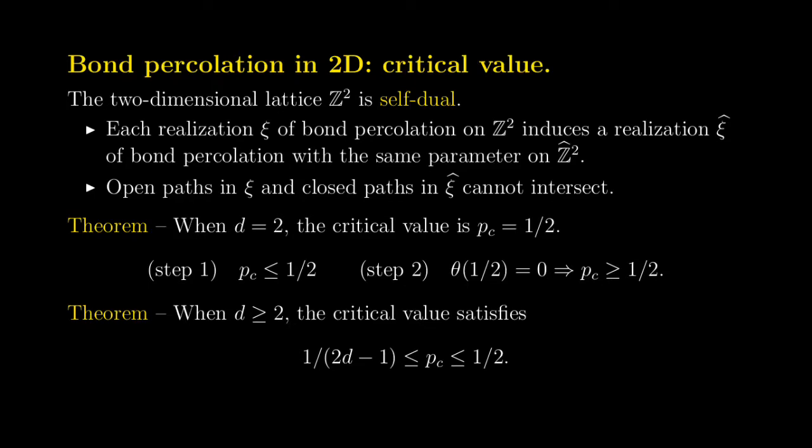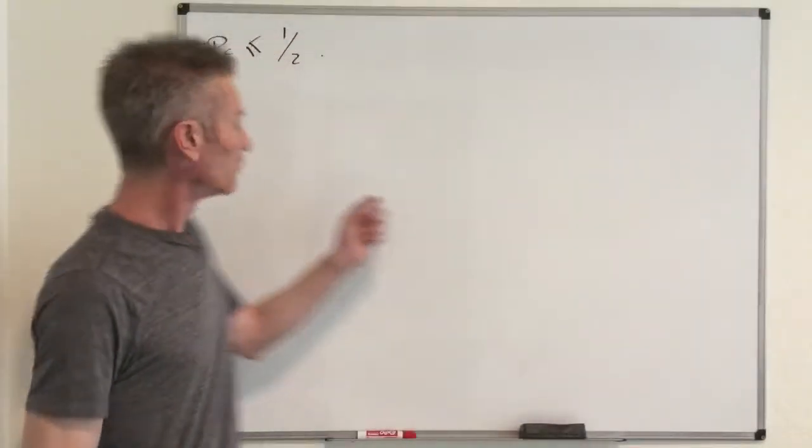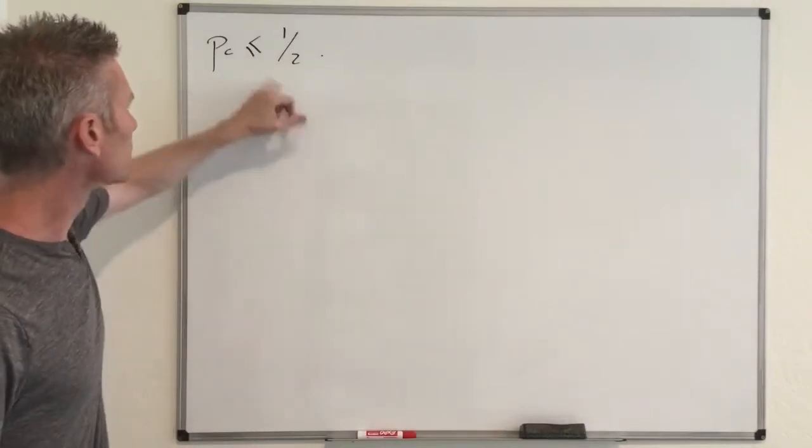So now let's prove that indeed the critical value of bond percolation in 2 dimensions is equal to 1/2. I'm going to divide the proof in 2 steps. First, we are going to prove that PC is less or equal to 1/2, and then we are going to prove in fact something slightly stronger than the fact that PC is larger or equal to 1/2. And I'm going to explain when we go to the proof of this step why in fact the result is stronger.